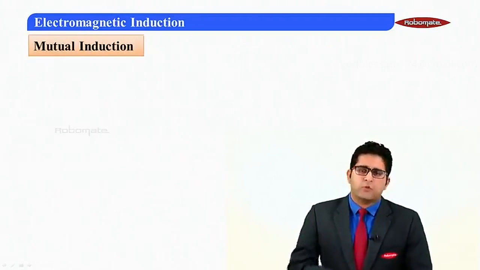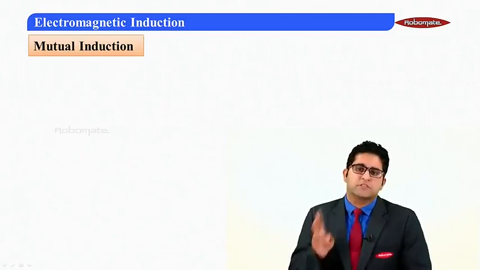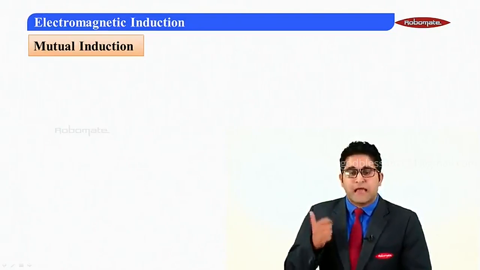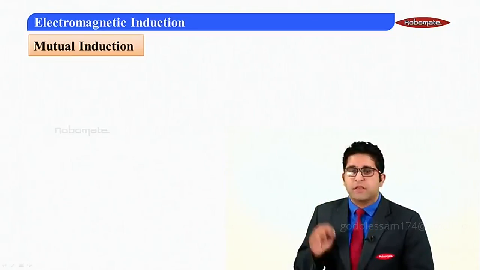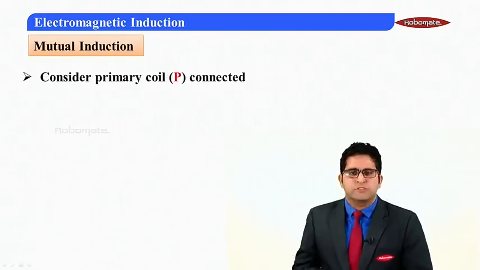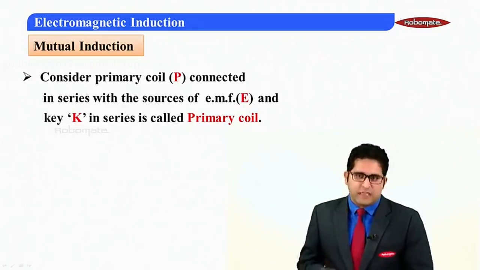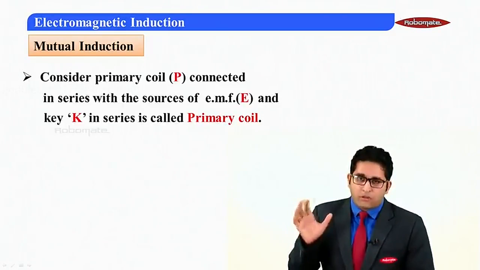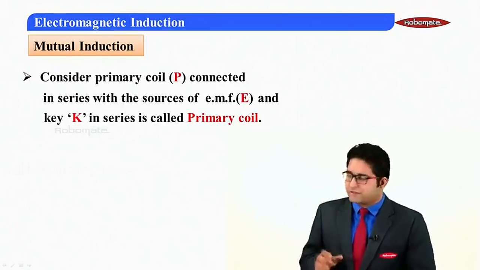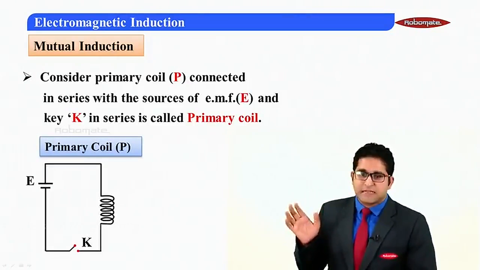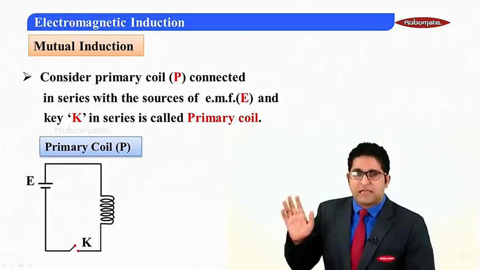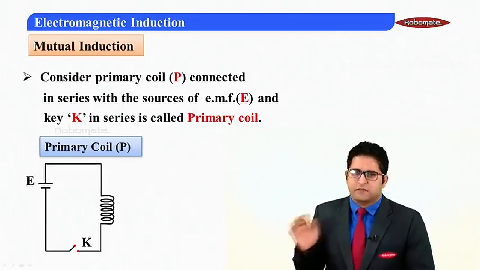Now students, in order to understand the concept we need to consider two coils, primary coil and secondary coil, in this particular case, right? So let's say I'm having primary coil B which is connected to a cell having EMF E and key K, and all these are connected in series, right? See the diagram carefully. Here I am having primary coil, it is connected in series with the cell having EMF E and key K, right?